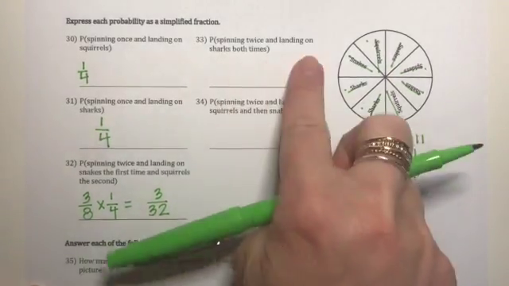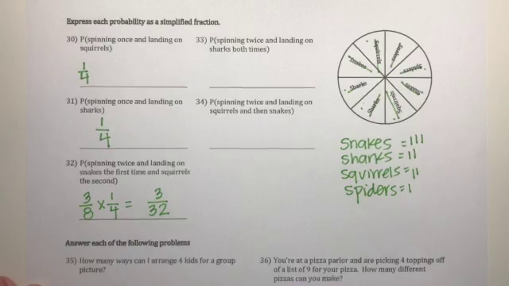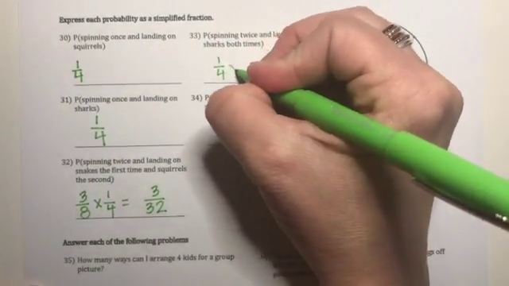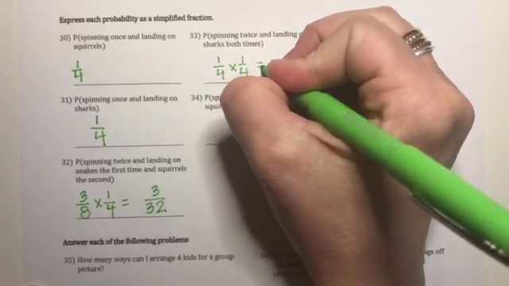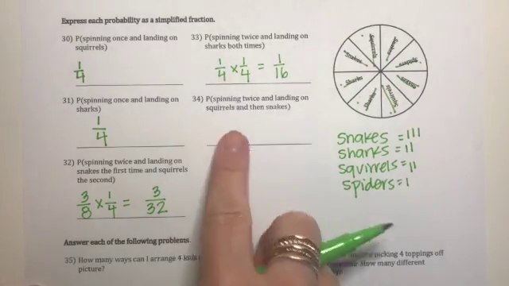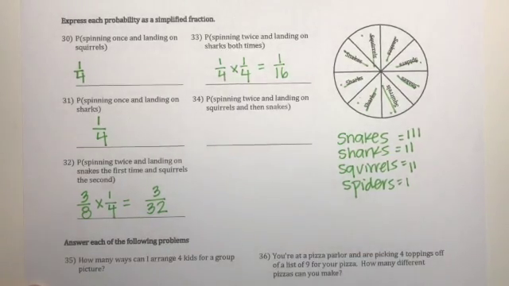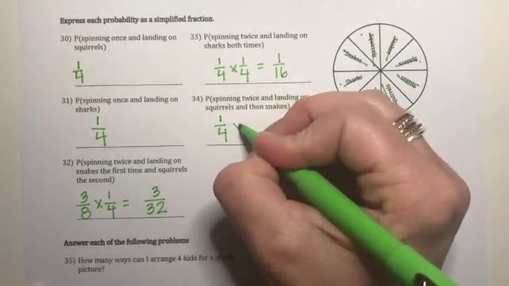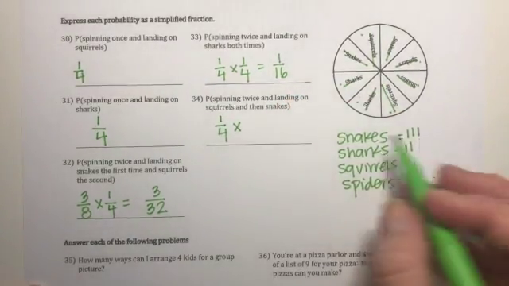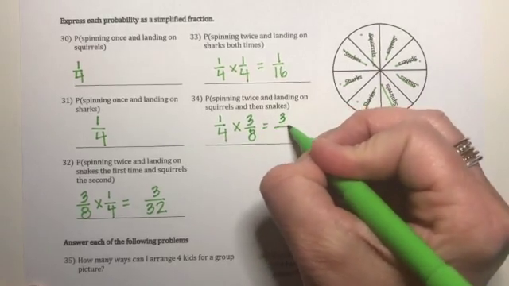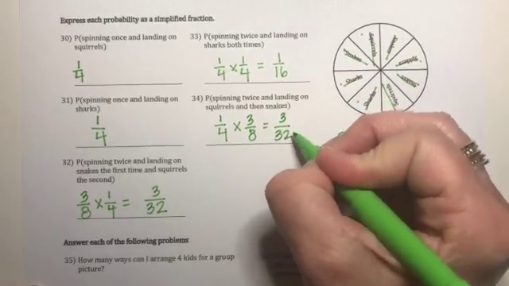Okay, what's the chance that I spin twice and land on sharks both times? So the probability of sharks is 1/4. The second time I spin it, the probability is still 1/4. So that's 1 over 16. And then 34, spinning twice and landing on squirrels. Well, that's 1/4. And then snakes is 3 out of 8. So that's 3 out of 32.